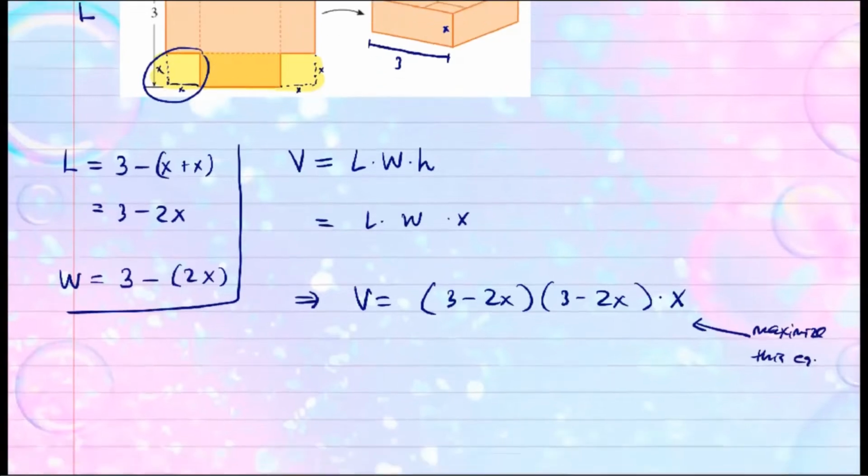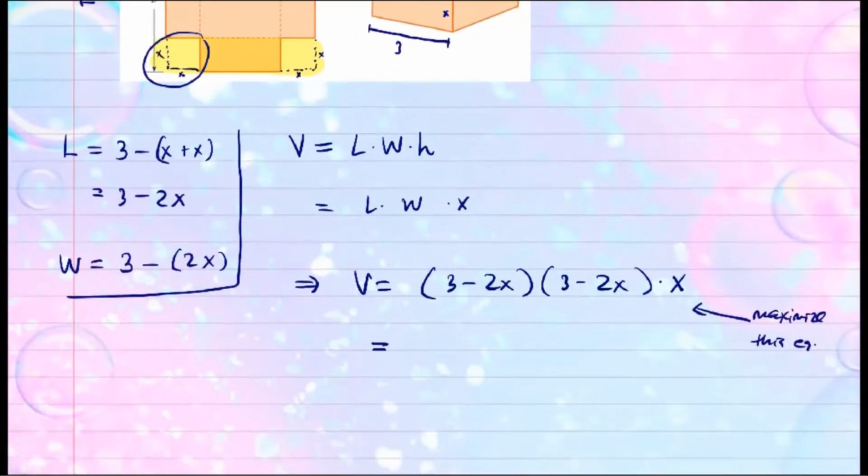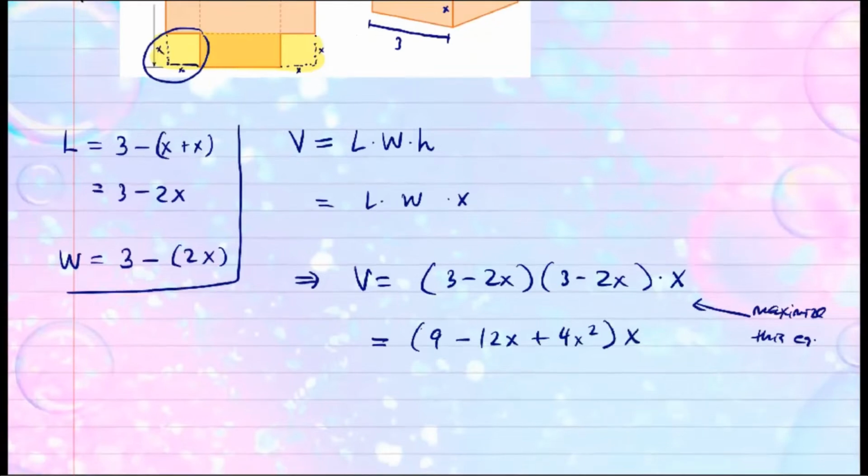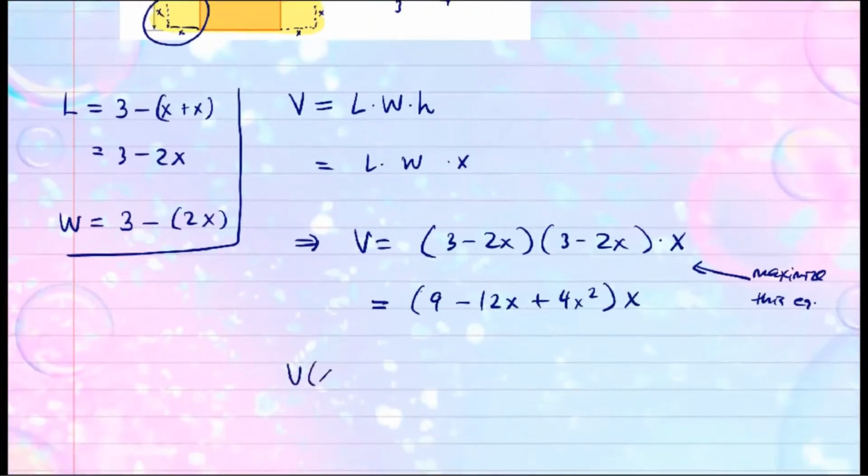If I expand this and take its derivative, I get the following. So let's expand x times (3 minus 2x) times (3 minus 2x). That's going to give you 9 minus 6x minus 6x, so 12x, plus 4x squared, times x, and then distribute the x. Your volume function is going to be 9x minus 12x squared plus 4x cubed.